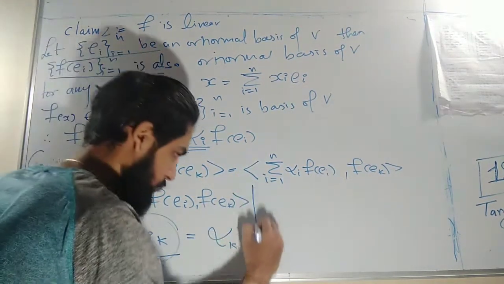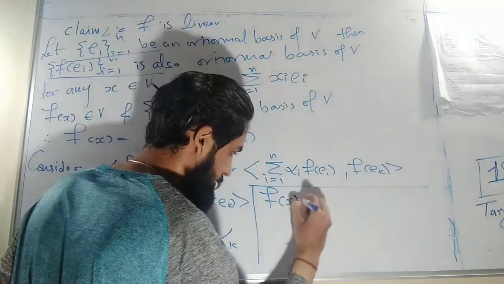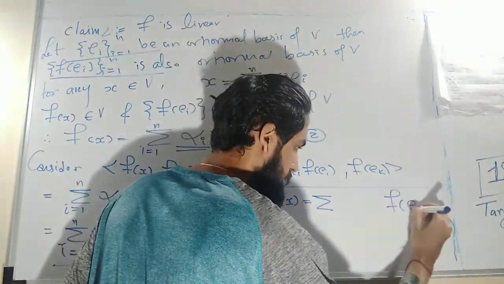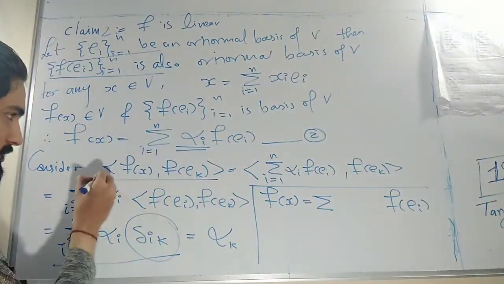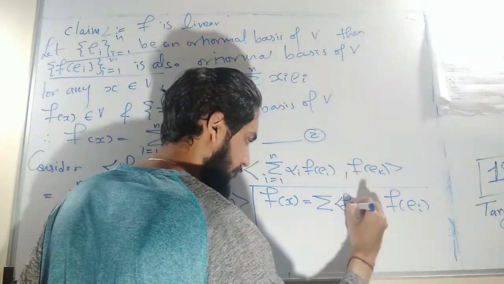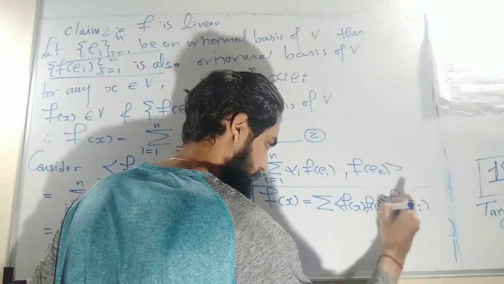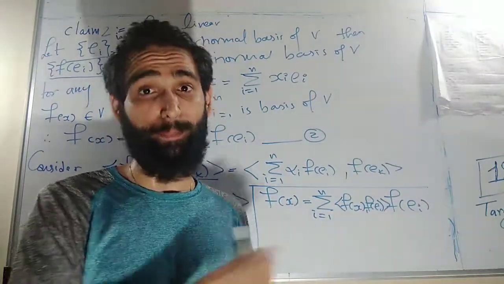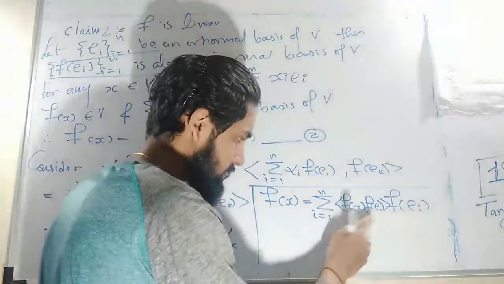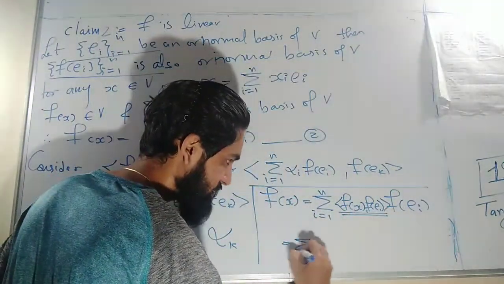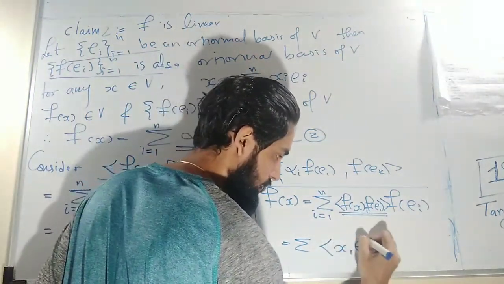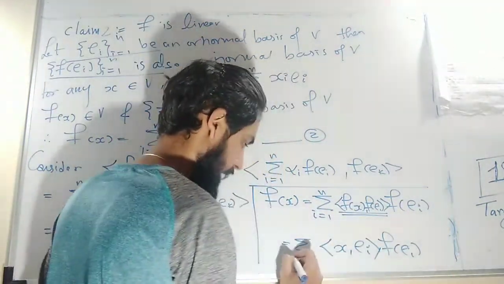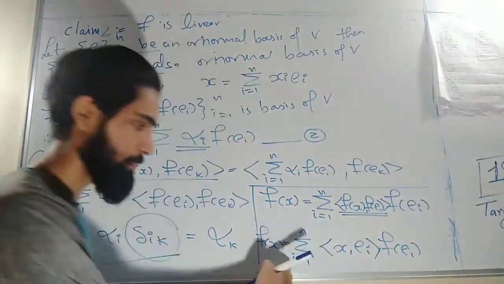The next step: f of x is equal to the summation of alpha i f of e_i. I know alpha k is the same as this, so alpha i is the same as the inner product of f of x with f of e_i, i running from 1 to n. Also we have proved that f is preserving inner product. Mark that equation as star. So this is the same as the summation of the inner product x with e_i, f of e_i. The inner product of f of x with f of e_i is the same as the inner product of x with e_i, times f of e_i, i running from 1 to n. So we know f of x can be written as this.